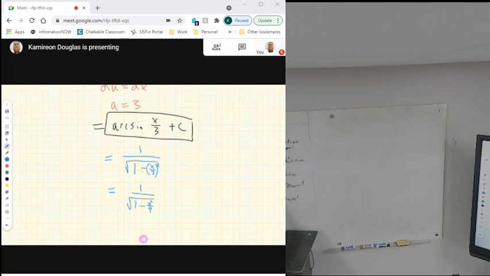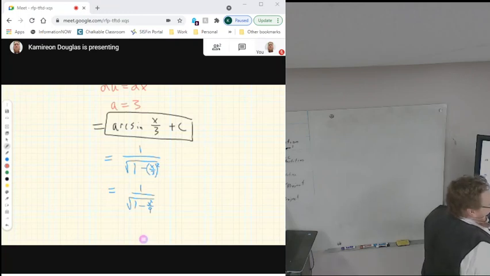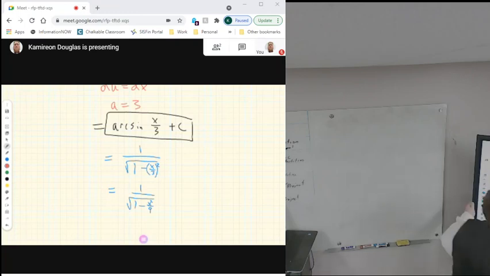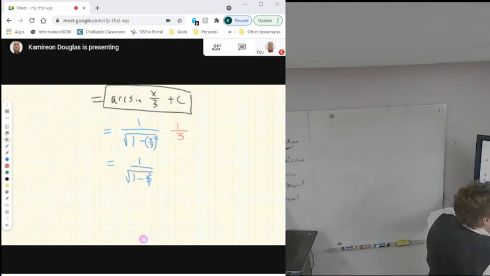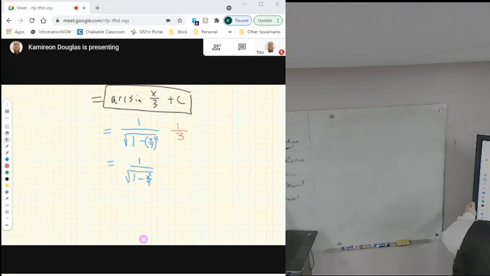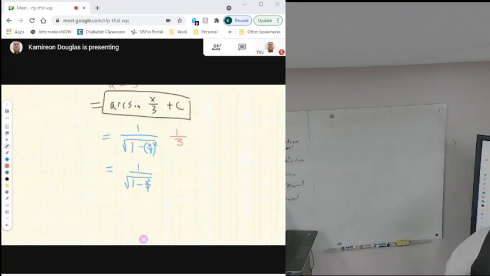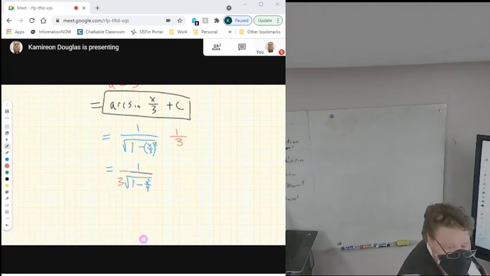Oh, now I remember why. See? There's a chain rule. I have to multiply this by the derivative of the inside, right? The derivative of x over 3 is 1/3. This 1/3 ends up causing a 3 to appear in the denominator out here. So 1 over 3 square root.